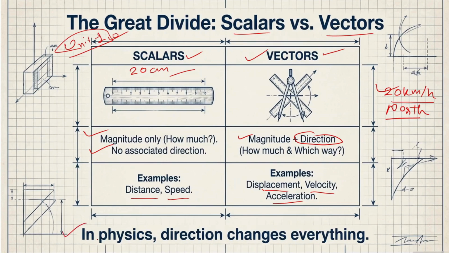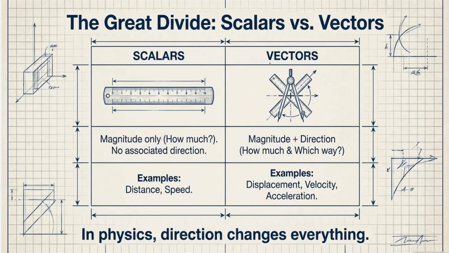Here, the most important sentence is that in physics, the direction changes everything. That means, suppose you say your speed is about 21 kilometers per hour, but in what direction? You didn't mention it, so the person is confused about your direction. It could be north, south, east, or west, or any kind of angle.